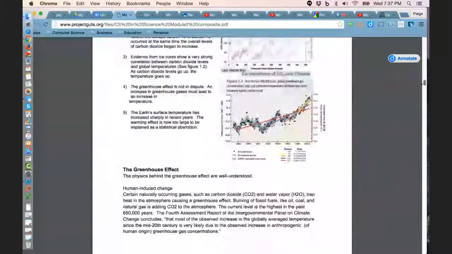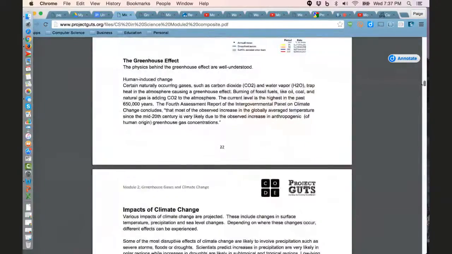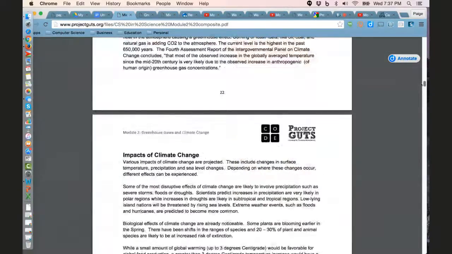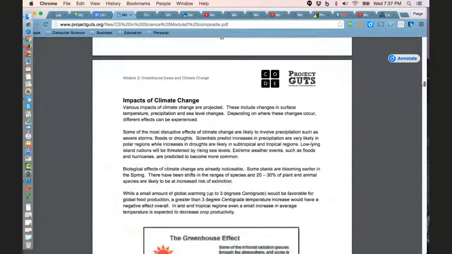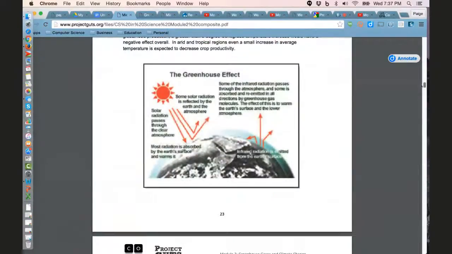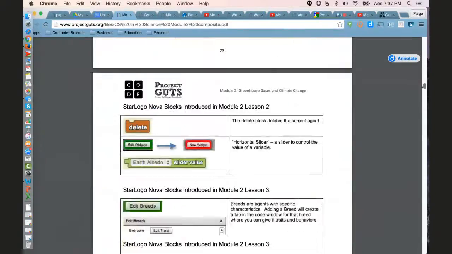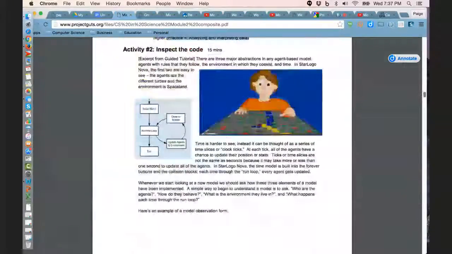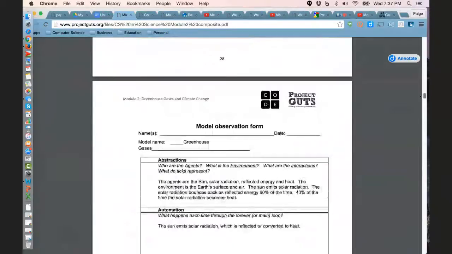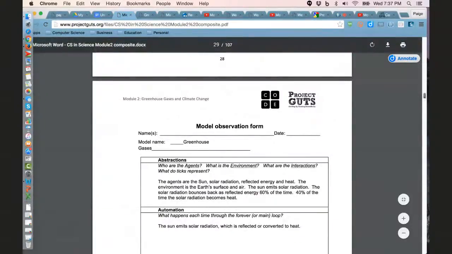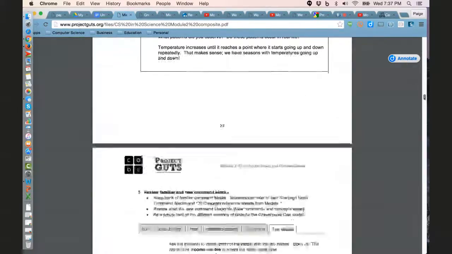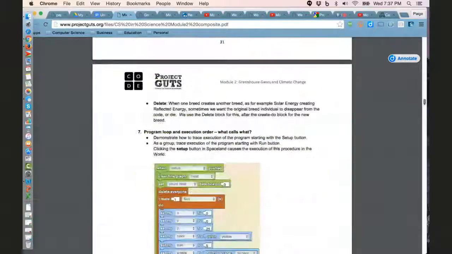Now one of the things that I like about this module is that it really ties very closely into this idea of computer models. Everyone is hearing about computer modeling of climate change, and some of them are mathematical models, but in this case we're doing an agent-based model, but it has a rich discussion there. So this is the decoding part, and then they will also do the model observation form and what is happening in the world, and kind of thinking about what are the abstractions, what are they seeing happening. And then they decode that.